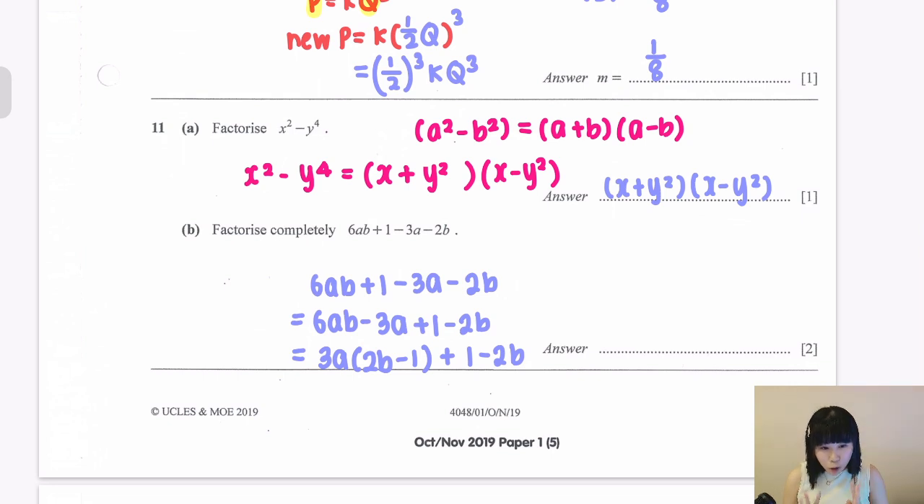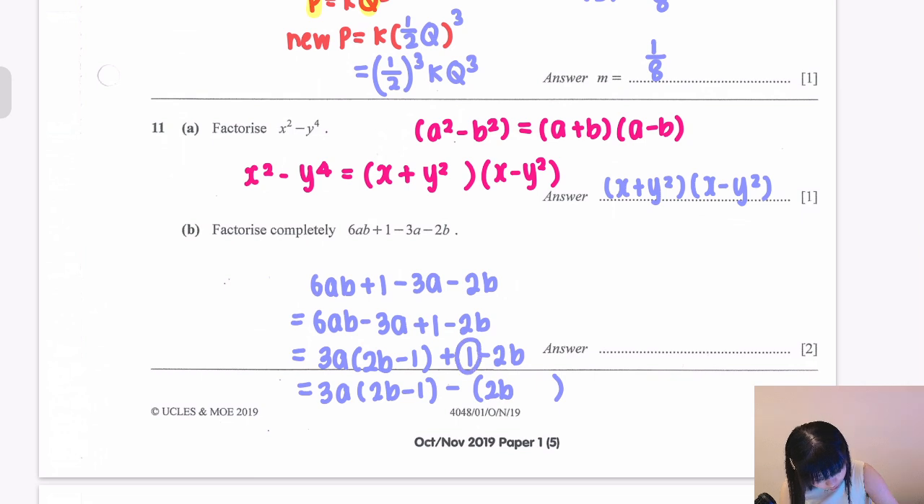Now they look kind of the same already. This is negative 2b, this is positive 2b. This is positive 1 and this is negative 1. How can we make it the same? To make it the same, you just introduce a negative sign and you put bracket. Negative 2b will become positive 2b. Positive 1 will become negative 1. That's a trick that you can do.